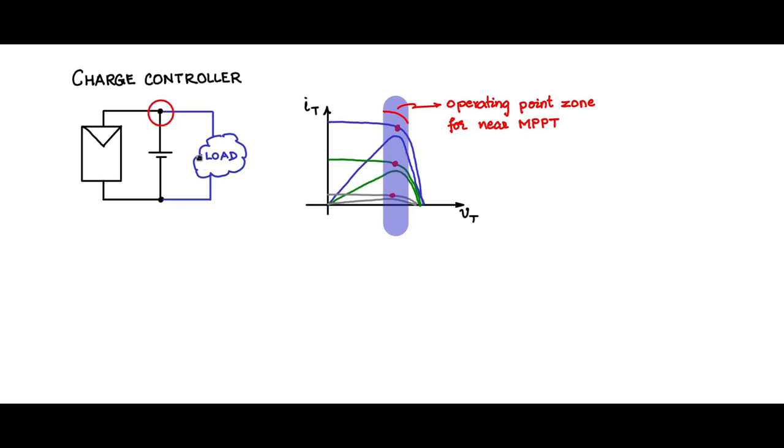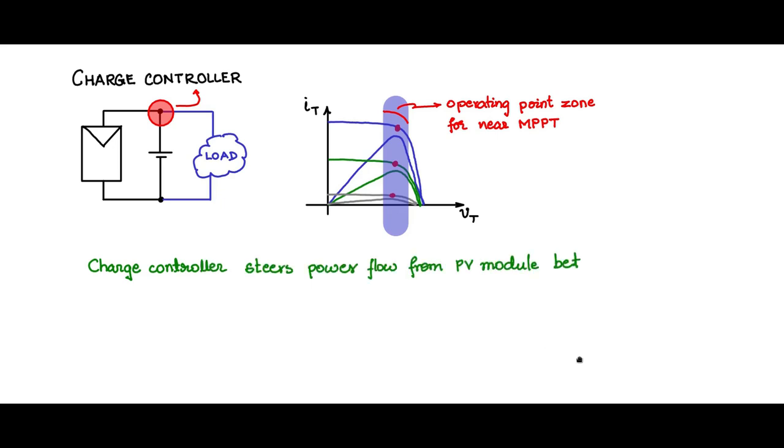So you need a unit there, and that unit is called the charge controller because it controls the flow of charge and it steers the flow of charge. So the main job of the charge controller is that it steers the power flow from the PV module between the battery and the load.